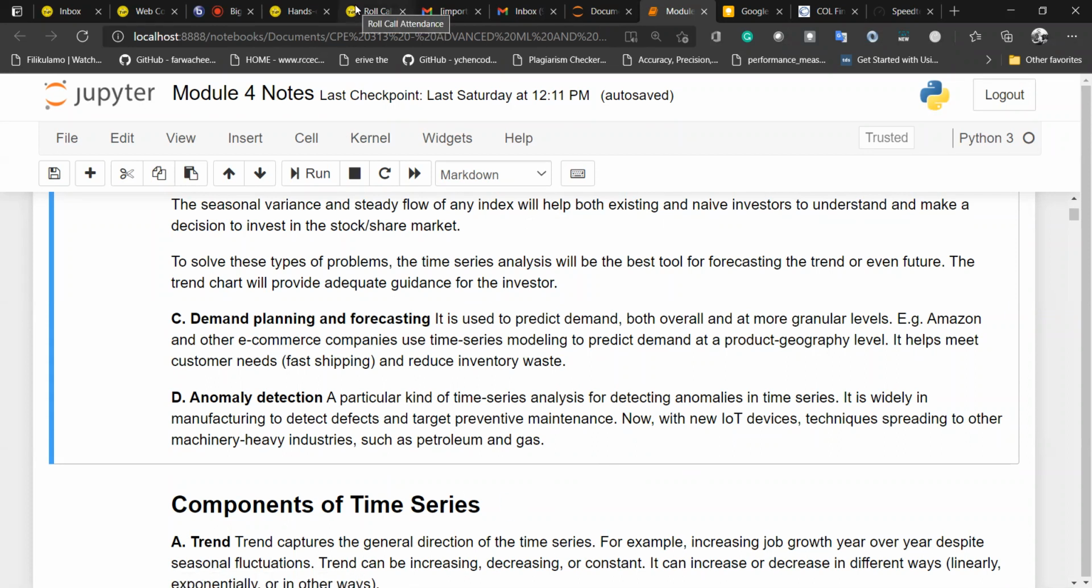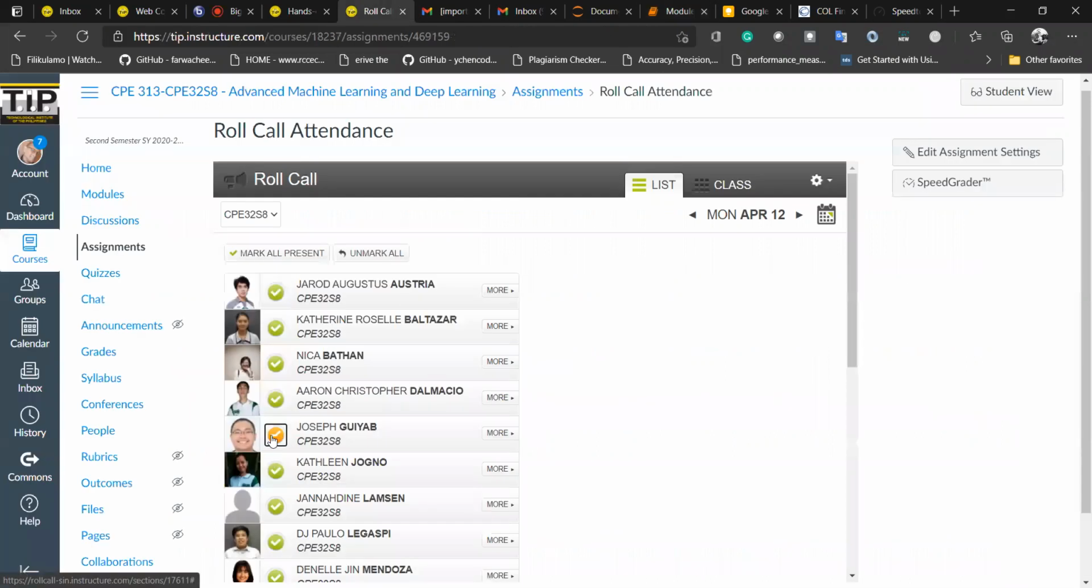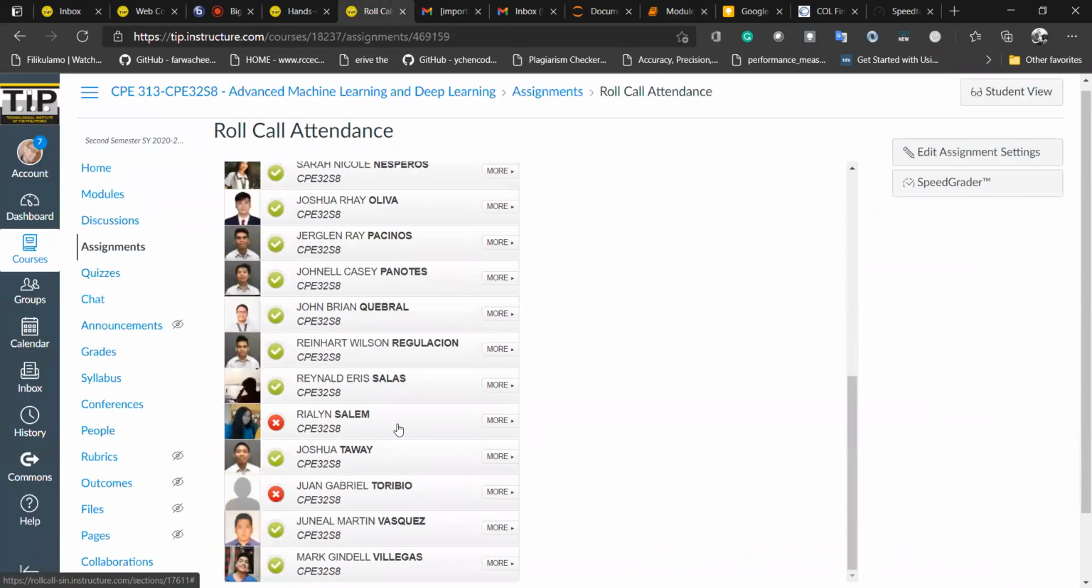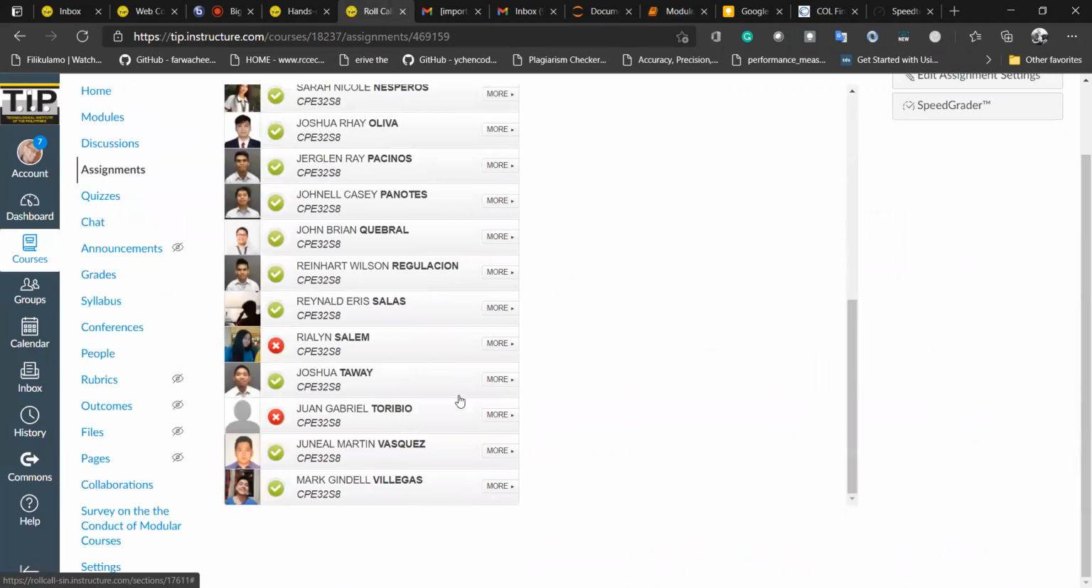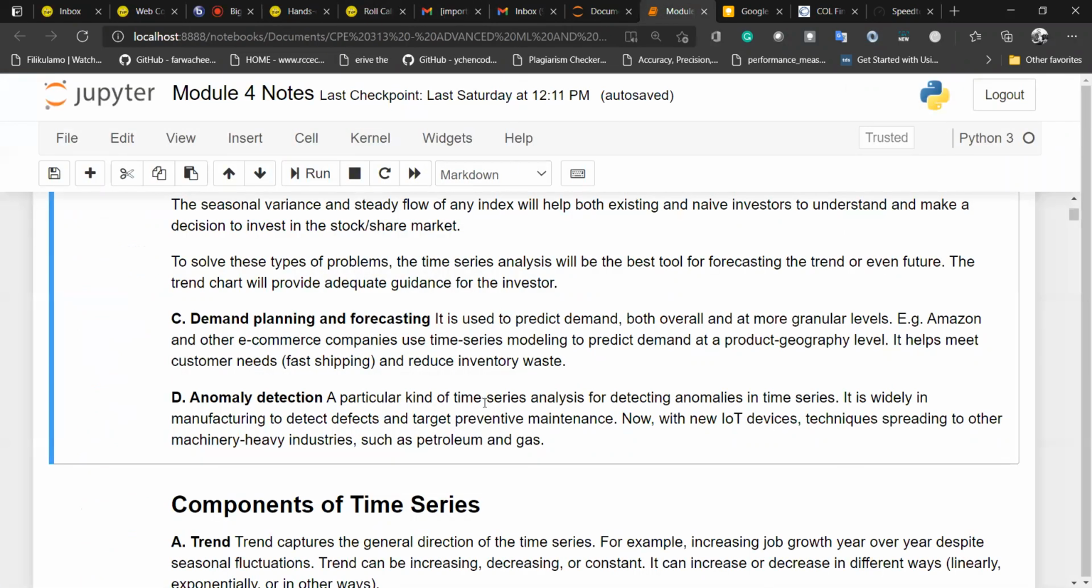Okay, so meron tayong latecomer dito, si Giyab. Okay, so let me just tick on the late. So, dumating na ba si Salem and Toribio? Because they are the only people that are not here. So, Salem and Toribio are still not here.